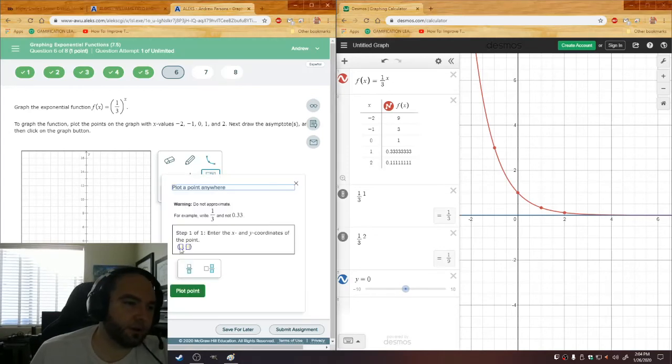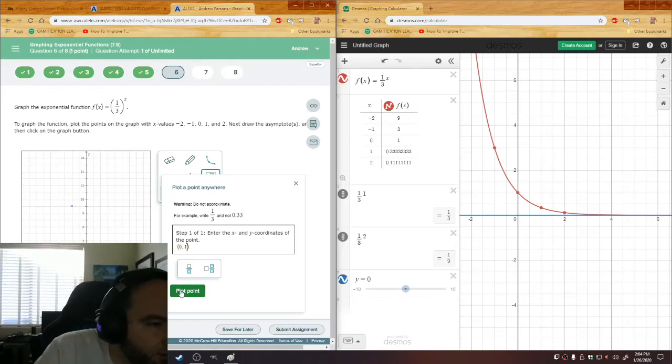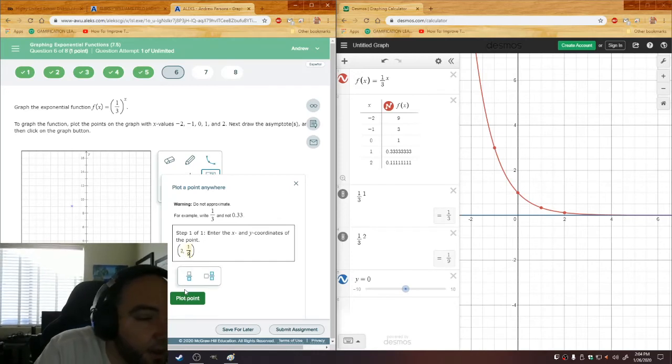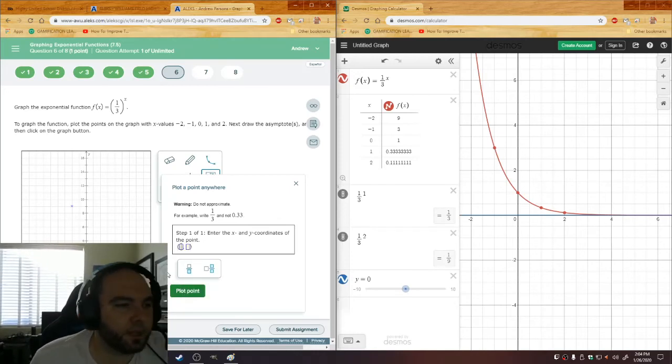Still got to go through and type in all these numbers. Here goes nothing. -2, 9. -1, 3. 0, 1. 1 and 1/3. 2 and 1/9. I think those are right.